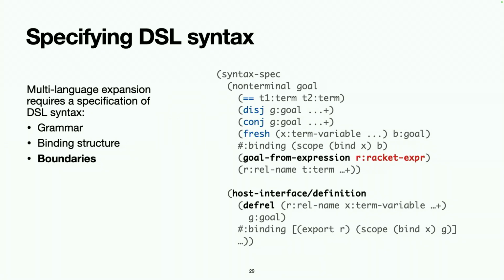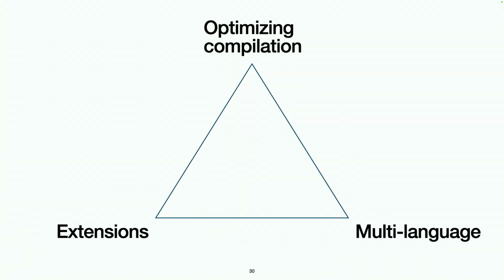And then finally, we're going to make explicit the connection to Racket. So we're going to define these boundary forms like goal from expression and say, well, this is where a Racket expression is allowed and nowhere else, right? And then finally, the host interface form is our entry point to the DSL from Racket. So it's the other side of that boundary. We're saying a relation definition sits in a Racket definition context, and we're going into the DSL there. So that's what a declaration looks like.